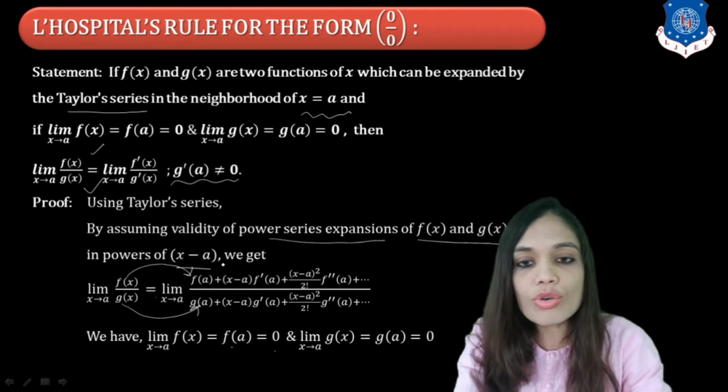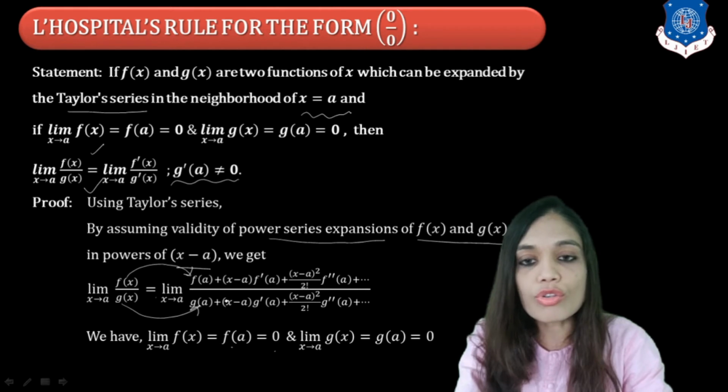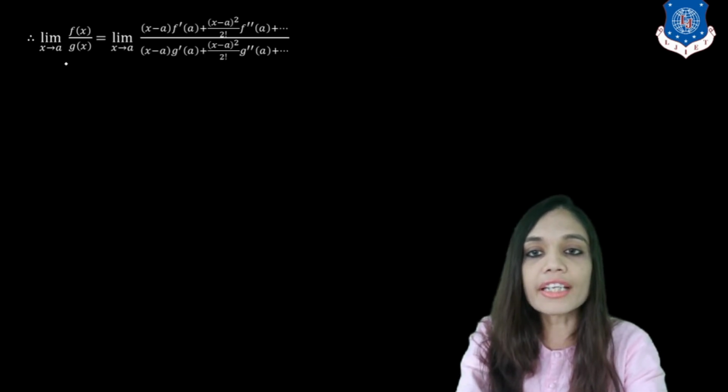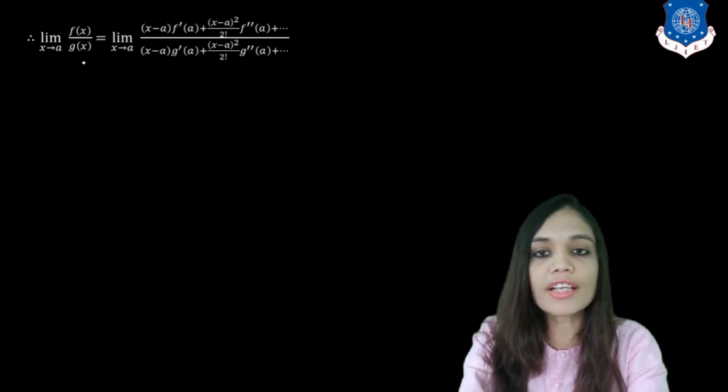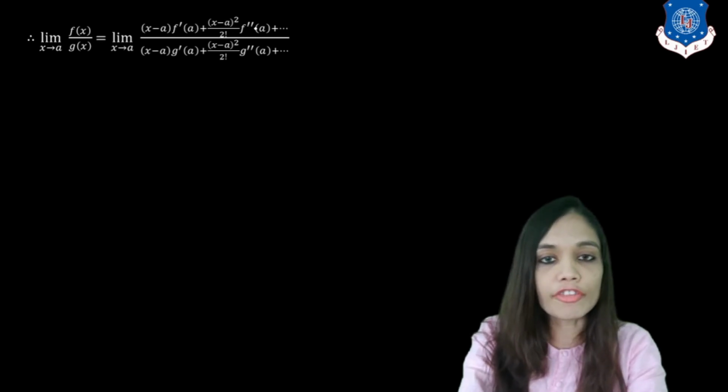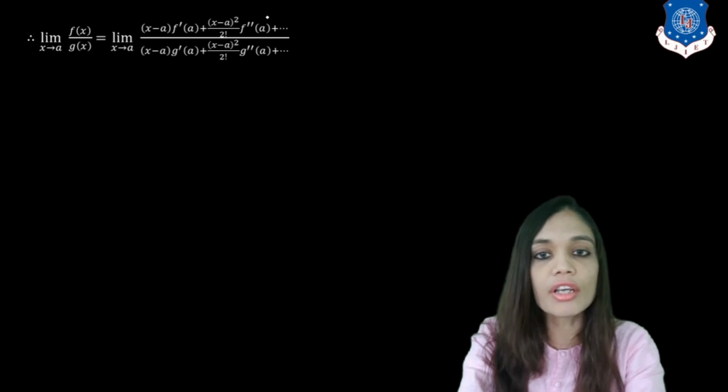So here these two quantities will go to 0. So what will remain? So finally limit x tends to a f of x upon g of x will be equal to limit x tends to a, x minus a f dash of a plus (x minus a) whole square upon 2 factorial f double dash of a plus and so on, upon x minus a g dash of a plus (x minus a) whole square upon 2 factorial g double dash of a plus and so on.